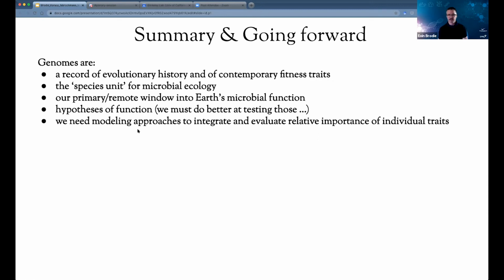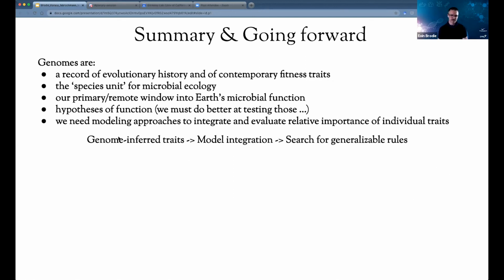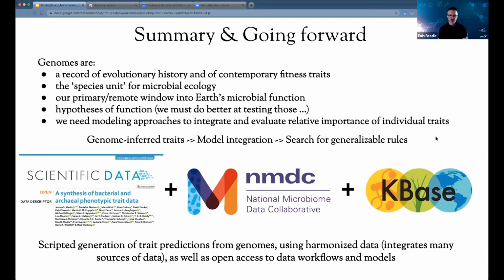And we do need modeling approaches to be able to integrate and evaluate how different traits contribute to observations and how they interact. Finally, I'd say that genome-inferred traits with model integration does allow us to get at the search for generalizable rules. However, we're not there yet, and we need to approach this in a different way. And this is happening now.